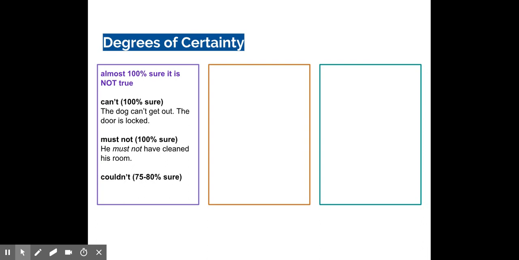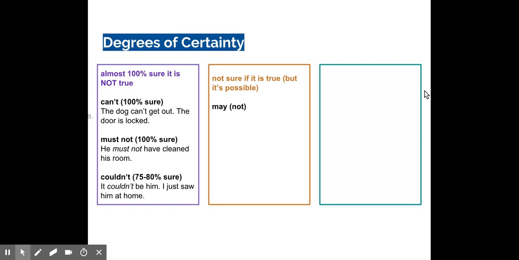Couldn't, 75 to 80% sure. It couldn't be him. I just saw him at home. He can't physically be in 2 places at once. It's impossible. Right? 75 to 80% sure. Not sure if it is true, but it's possible.